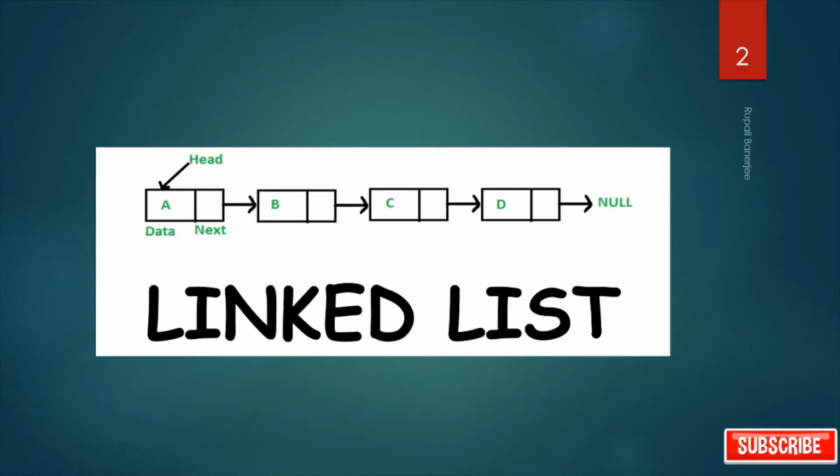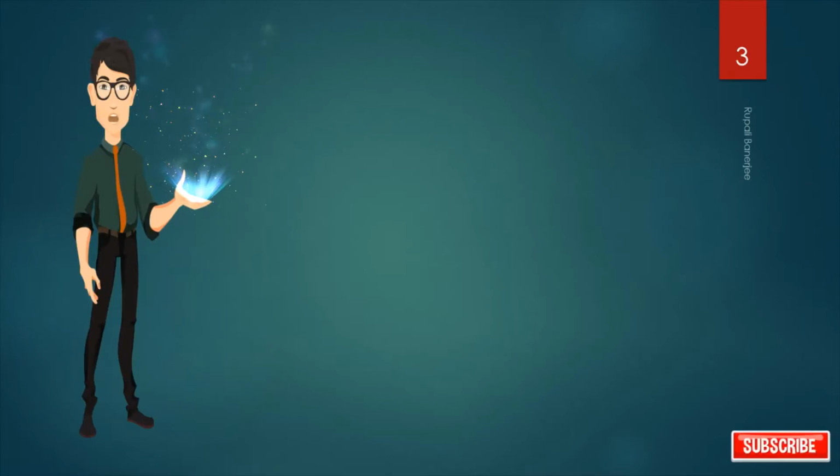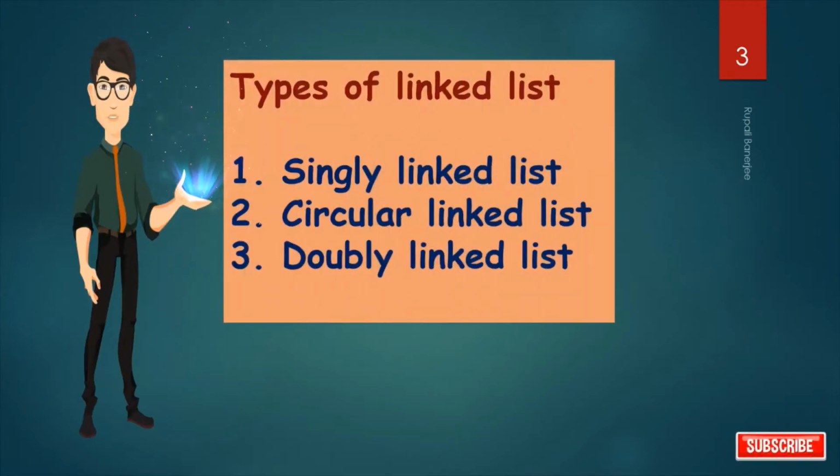There are three different implementations of linked list available. They are singly linked list, circular linked list and doubly linked list. So what is singly linked list? A singly linked list contains nodes which have a data part as well as an address part, that is next, which points to the next node in the sequence.